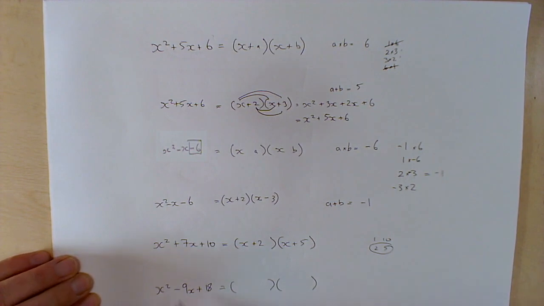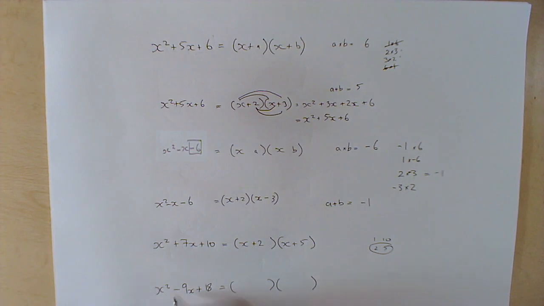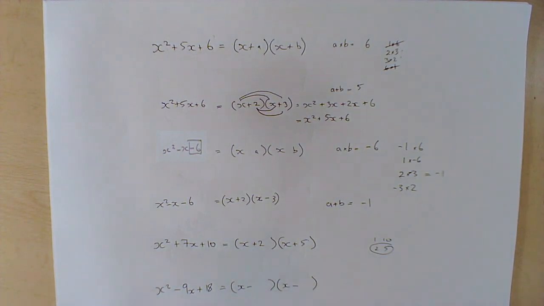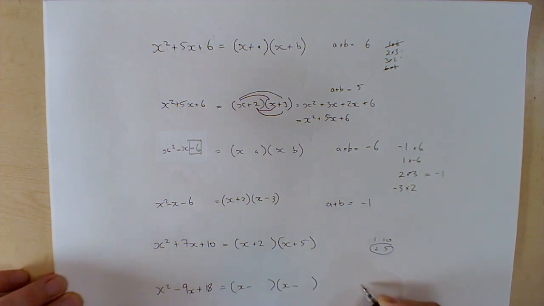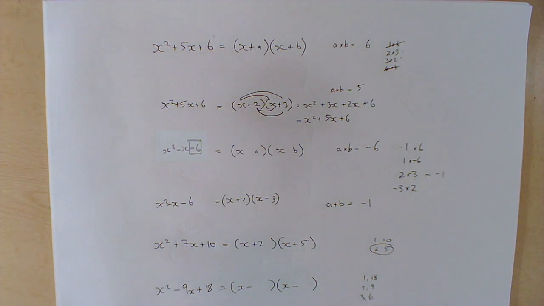This one's a little bit more difficult. Look, we've got a minus sign and a plus sign. Here's the thing, if this is a plus and this is a minus, then both of these numbers are minus numbers, because a minus times a minus equals a plus, and then they add together to make minuses. So two numbers that multiply together to give 18 and add together to give 9.